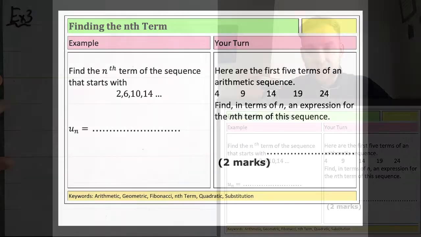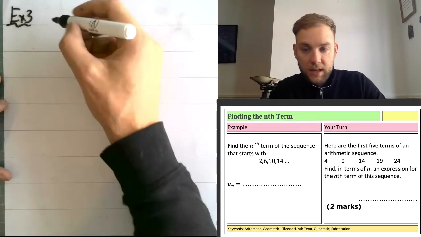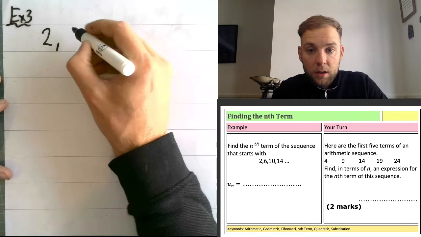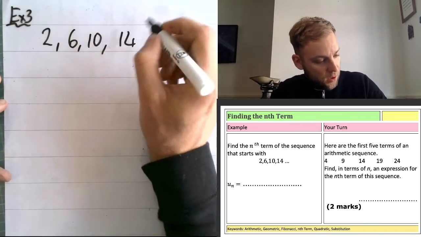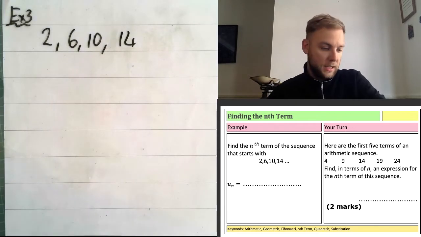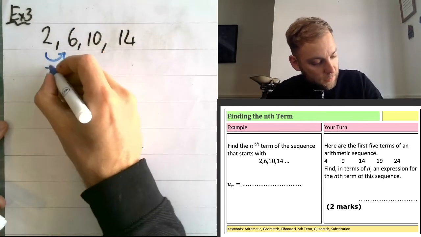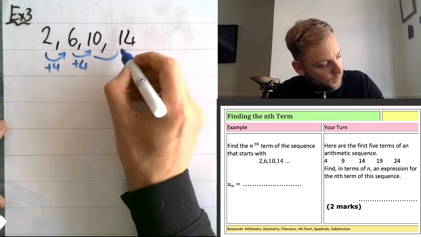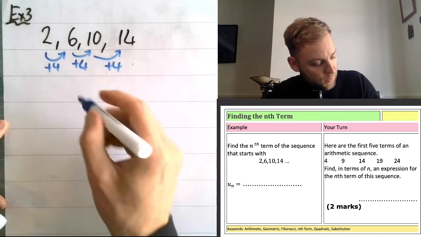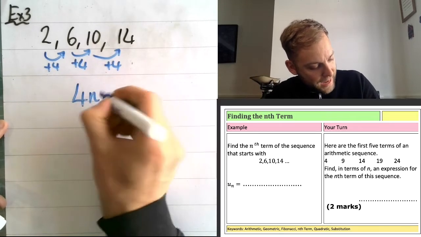I'm going to go through both of these now then. So the first one is 2, 6, 10, 14. So what am I going up by? Well, I'm going up here by 4, aren't I? Plus 4, plus 4, plus 4. So it's going to be 4n.